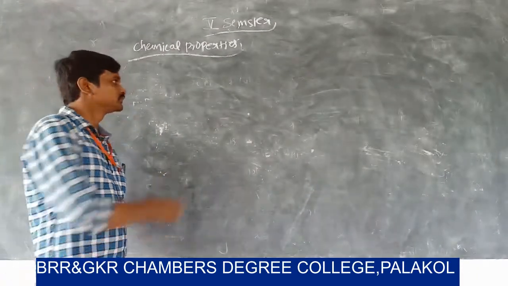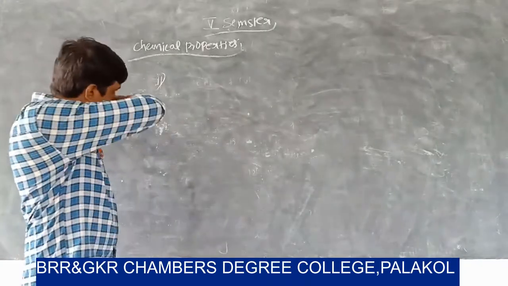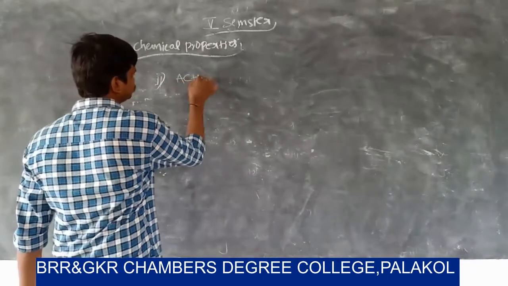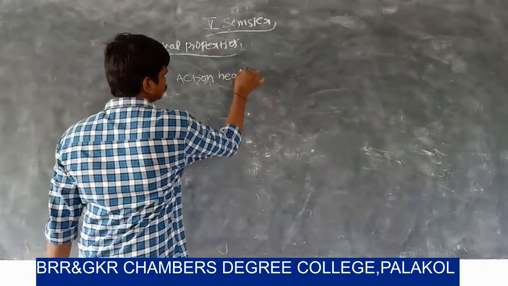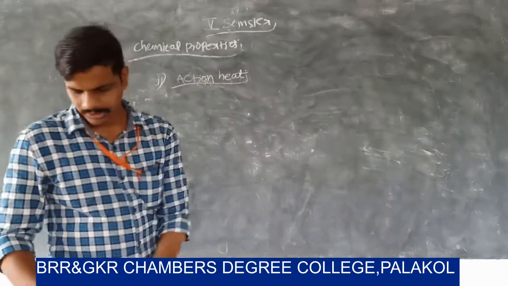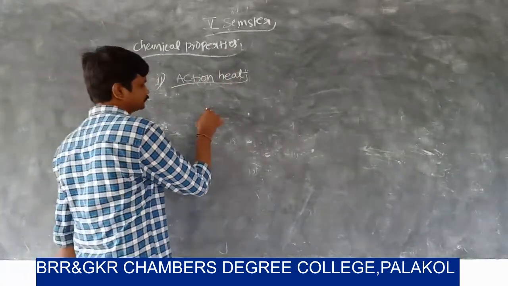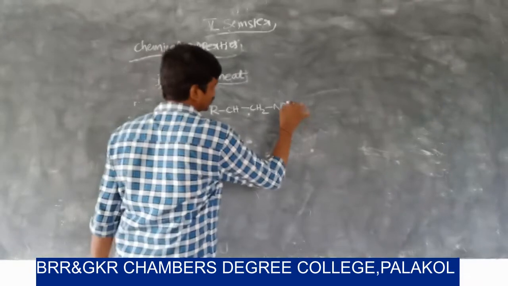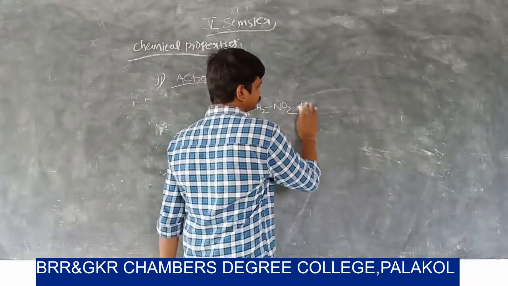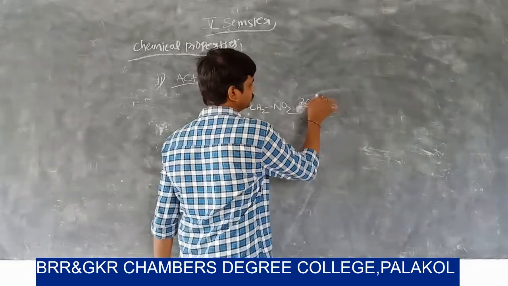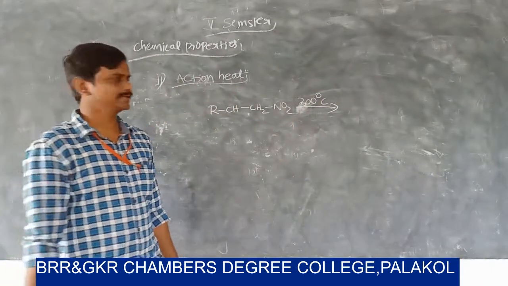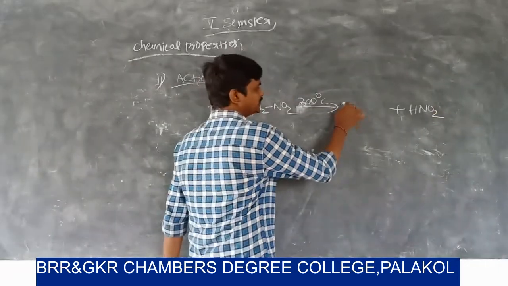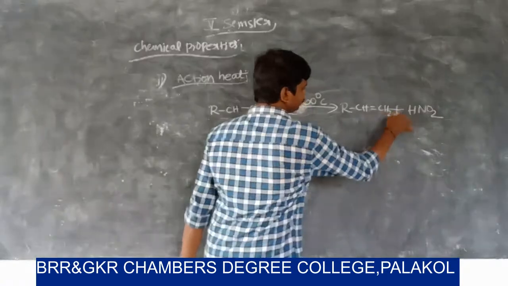Here we have the second chemical reaction, that is action of heat. Aliphatic nitrohydrocarbons, that means long chain aliphatic nitrohydrocarbons, on heating at 300 degrees centigrade, lose nitrous acid and generate an alkene molecule.